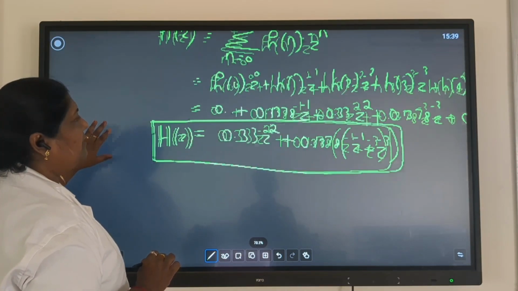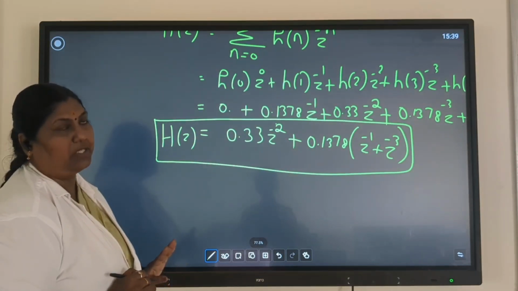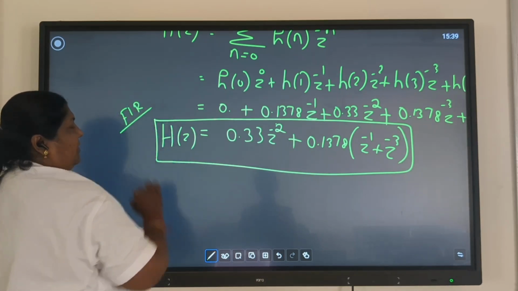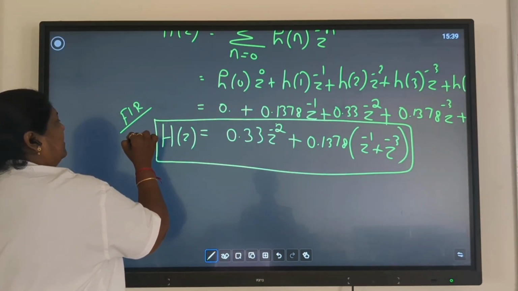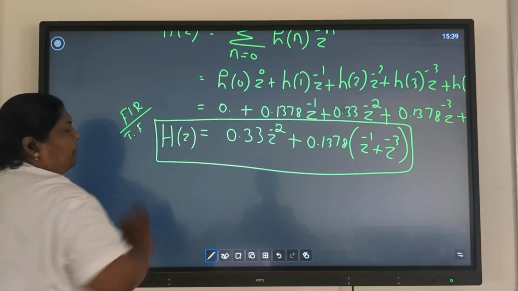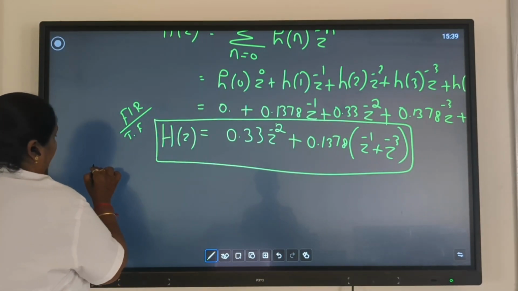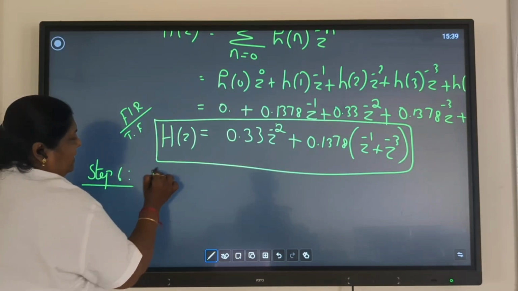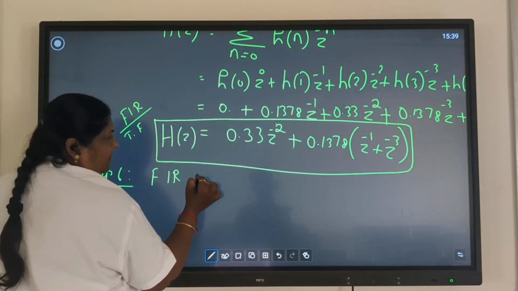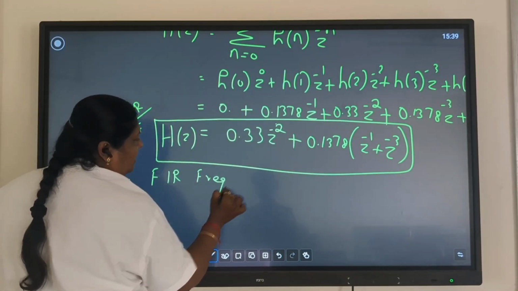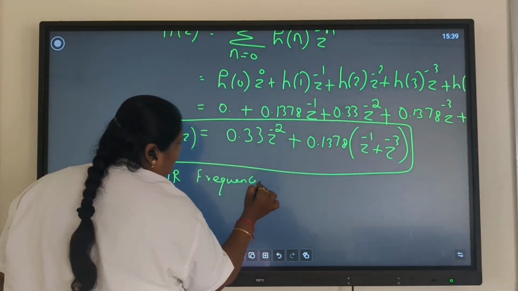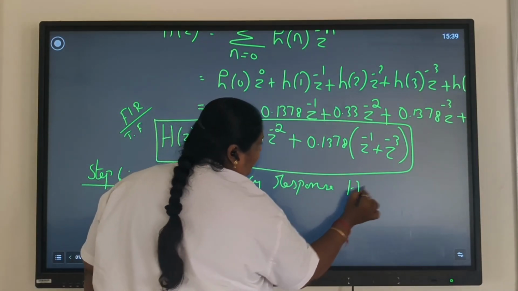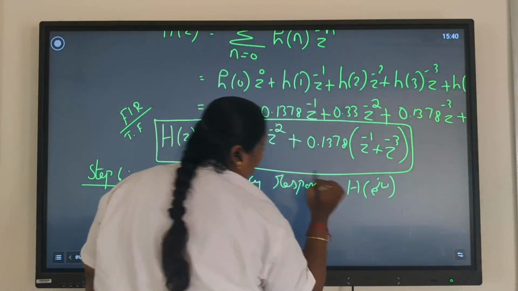Okay. So this is my H(z) equation. This is nothing but my FIR filter equation or my transfer function. Okay. So next step, step 6: if I want to find the FIR frequency response, H of e power j omega.